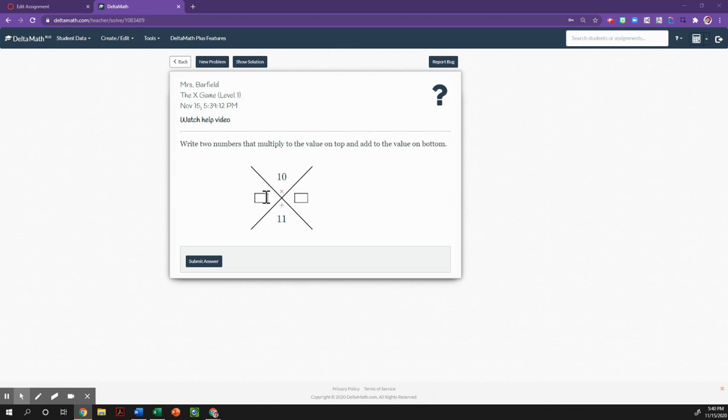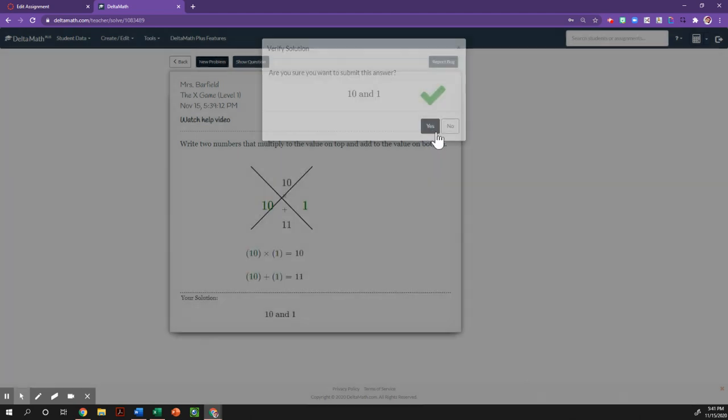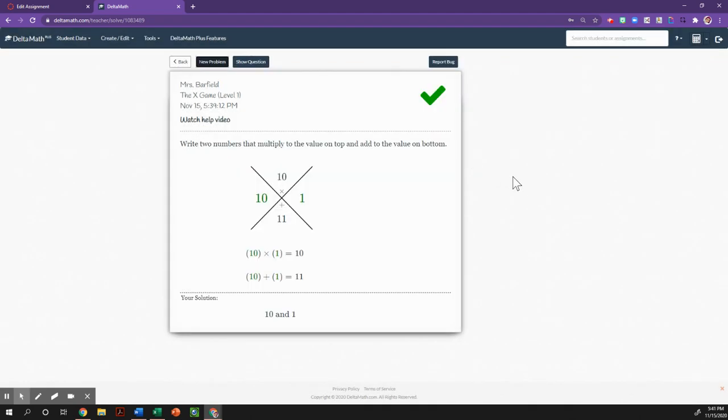All right, so if I were to type 5 and 2, 5 times 2 does equal 10, but when I add 5 plus 2, I get 7, which is not 11, and I need to get 11 in order to get the correct answer. So if I were to say 10 and 1, well, 10 times 1 gives me 10, and 10 plus 1 gives me 11. Submit my answer. Yes, I have a green check. All right. So those are your level 1 problems.